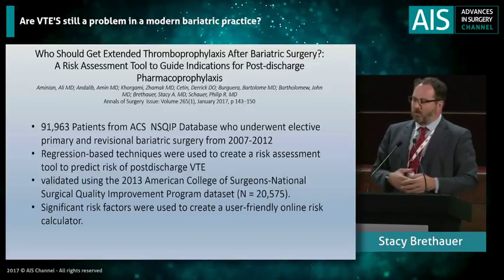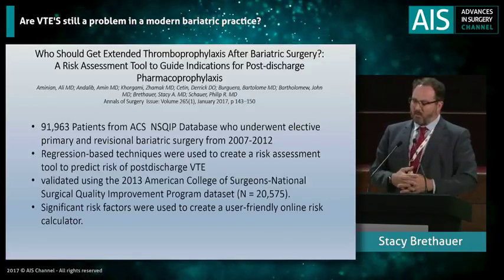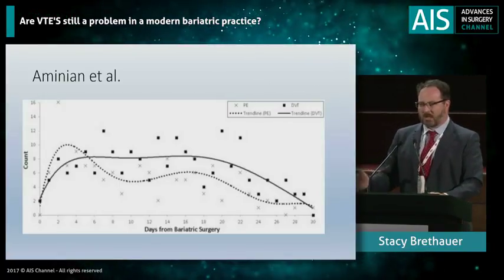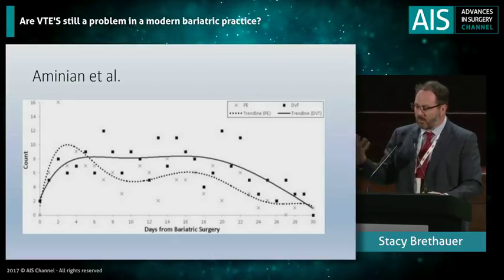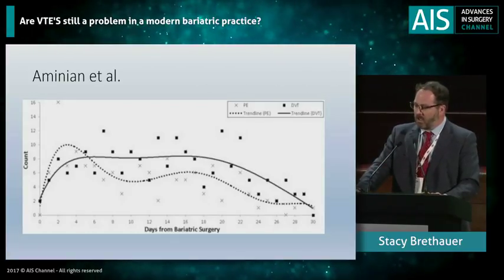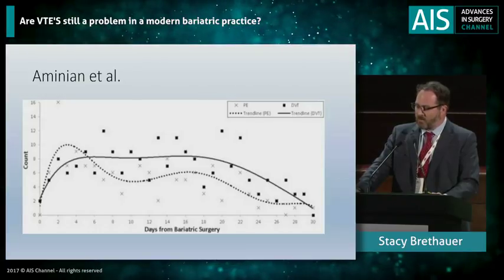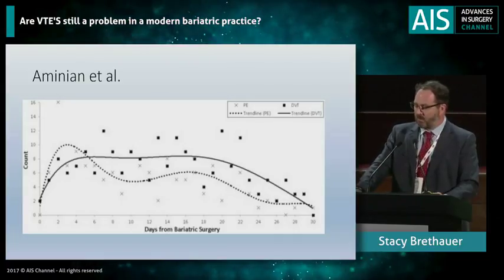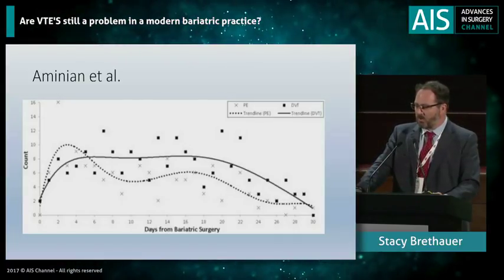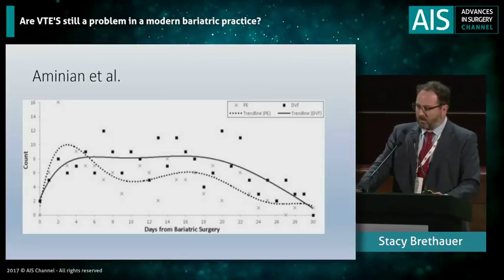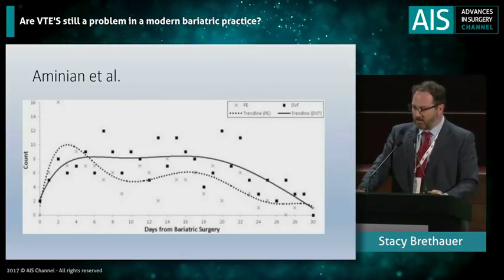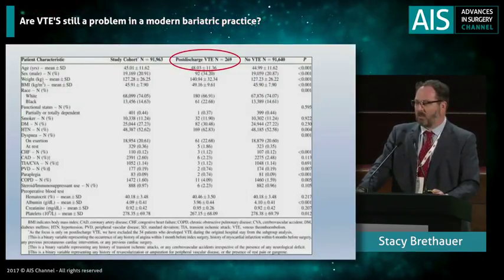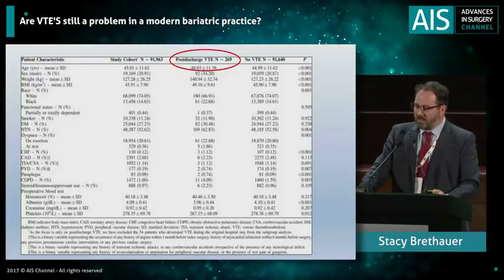We were able to develop a calculator. So using all these variables, we were able to do a regression analysis, and I'll share those with you here. And ultimately, Ali was able to develop an online risk calculator. It's something that we use every day in our office now. And you can see in this particular data set from NSQIP the occurrence of VTEs in the postoperative period, with the vast majority of them occurring after hospital discharge. Out of the 92,000 patients in this cohort, there were 269 VTE events.